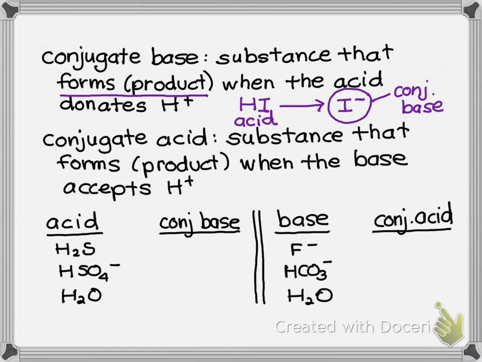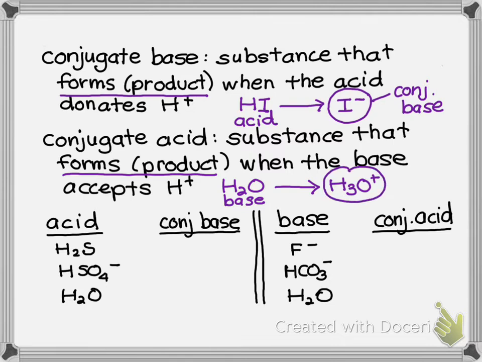Now in our previous problem on the other slide, we had identified water as the base. And so when you look, a conjugate acid is a substance that forms. So what did it form? Our water on the previous slide made H3O+. Okay, so that's what it forms. So a substance that forms when the base accepts H+. So water was the base, and when it accepted it, it became the H3O+, and this is called the conjugate acid.